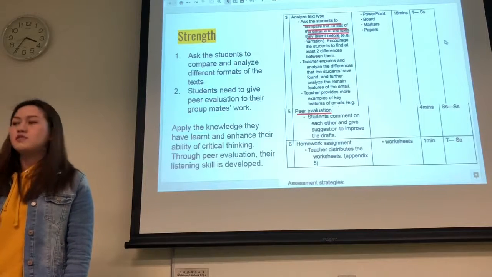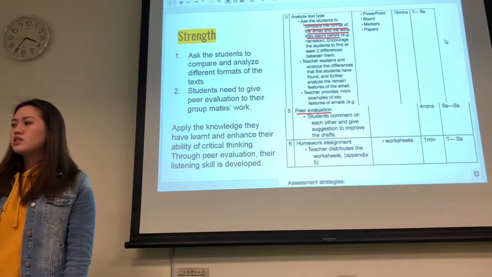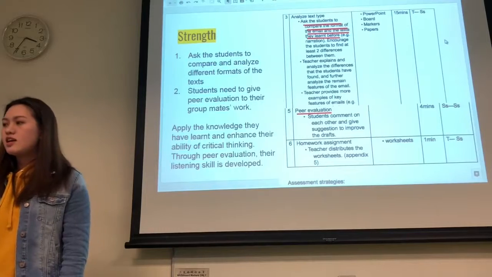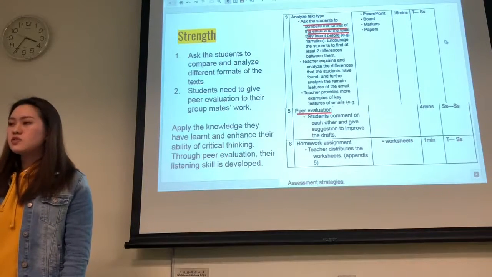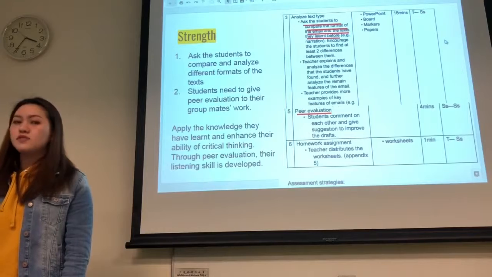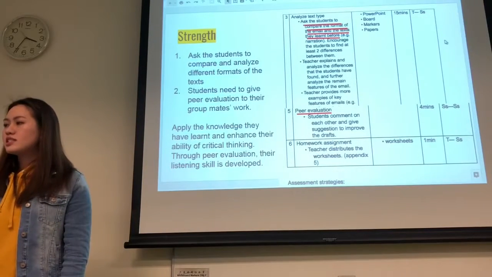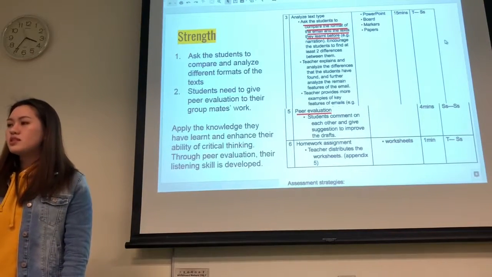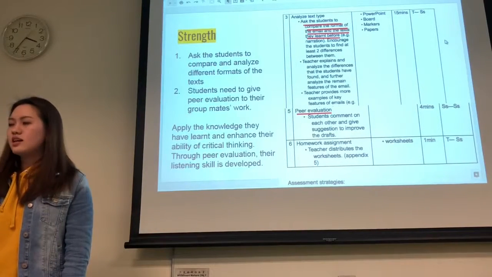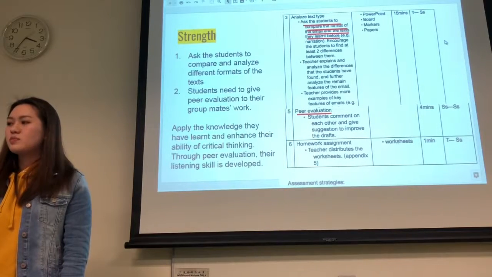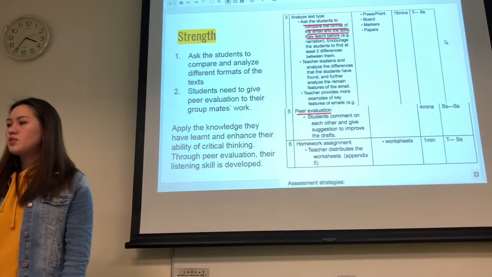Then in the third part of the lesson plan, the students are required to compare the different formats of the text. They need to analyze and find at least two differences within the texts. And in the fifth part, they need to conduct a peer evaluation. Through these two activities, the students can apply their prerequisite knowledge and their ability of critical thinking is developed, because they need to find the advantages and disadvantages in their group mates' work. What's more, before the evaluation, they need to listen to others carefully, in which way their listening skills are developed.